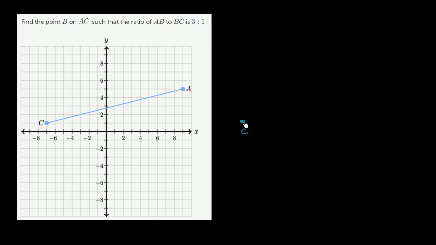So if that's point C, I'm just going to redraw this line segment just to conceptualize what they're asking for. And that's point A. They're asking us to find some point B, that the distance between C and B, so that's this distance right over here. So if this distance is x, then the distance between B and A is going to be 3 times that. So this will be 3x. That the ratio of AB to BC is 3 to 1.